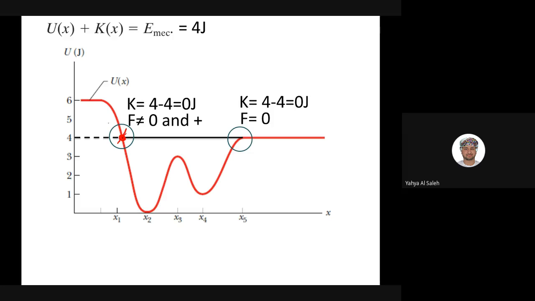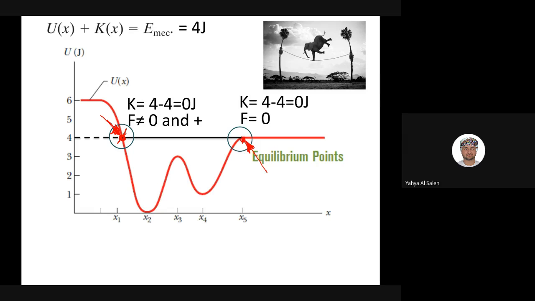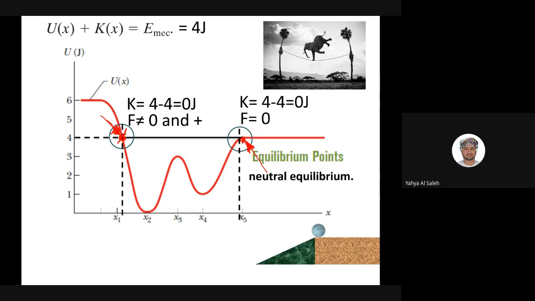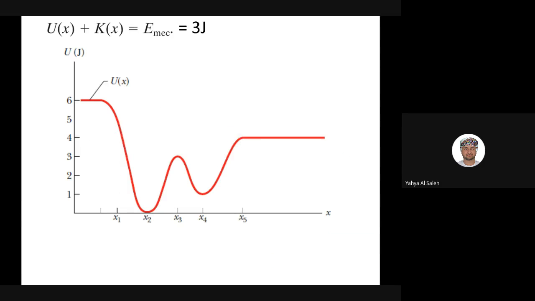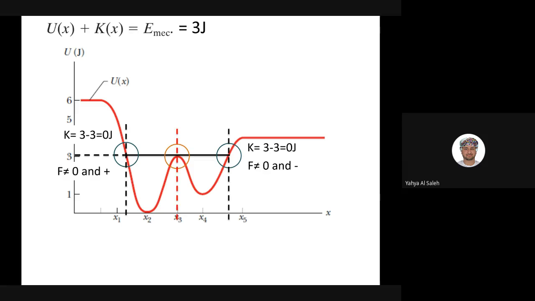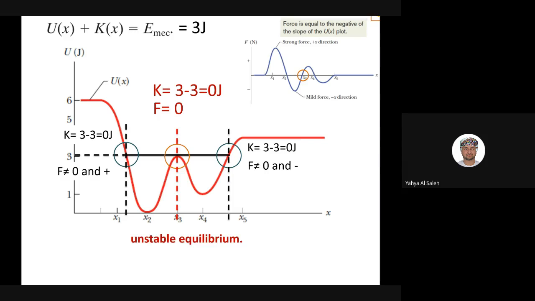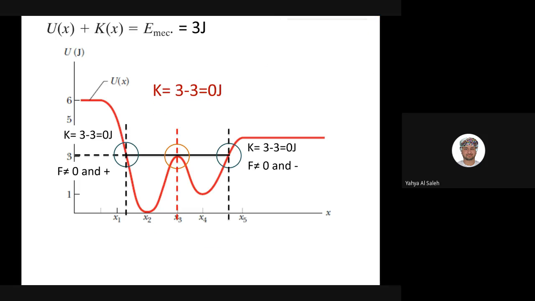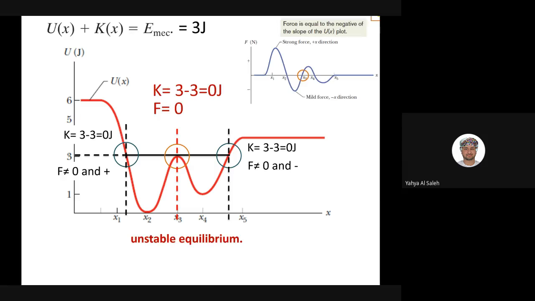At this point, my force is not 0, but my kinetic energy is 0. At this point, my kinetic energy is 0, but there is no slope. So my force is also equal to 0. And this is what we call equilibrium points. Now we have 2 types of equilibrium. There we go. We have 2 types of equilibrium.